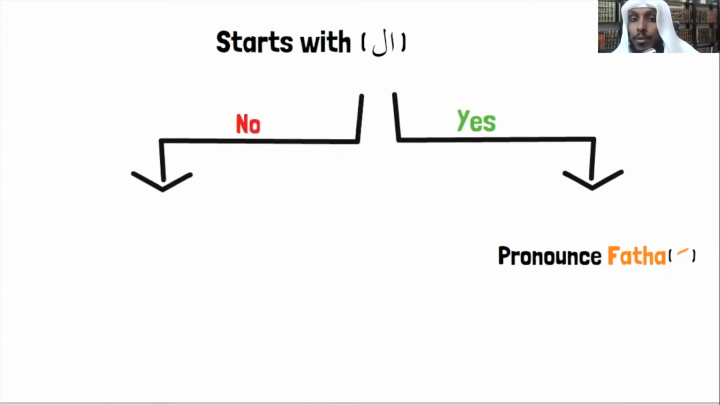But what if it doesn't start with Alif Lam? What if you have Hamzatul Wasl followed by another letter other than Lam? Okay, this is now where we have to learn something new. The L you might have been familiar with so far. That's how we were doing things. Every time we see Hamzatul Wasl, we were saying L, L, L. But now, what if you have a word, it's not L, it's not the definite article. What do we do?